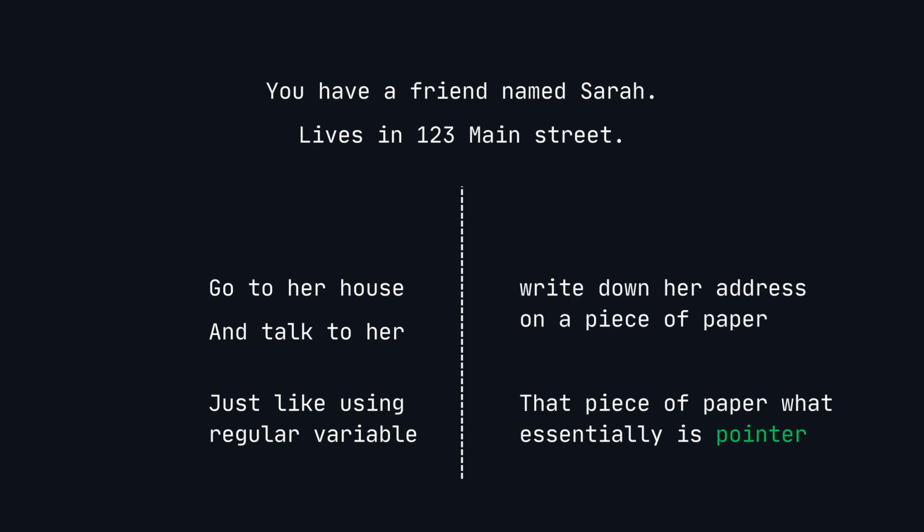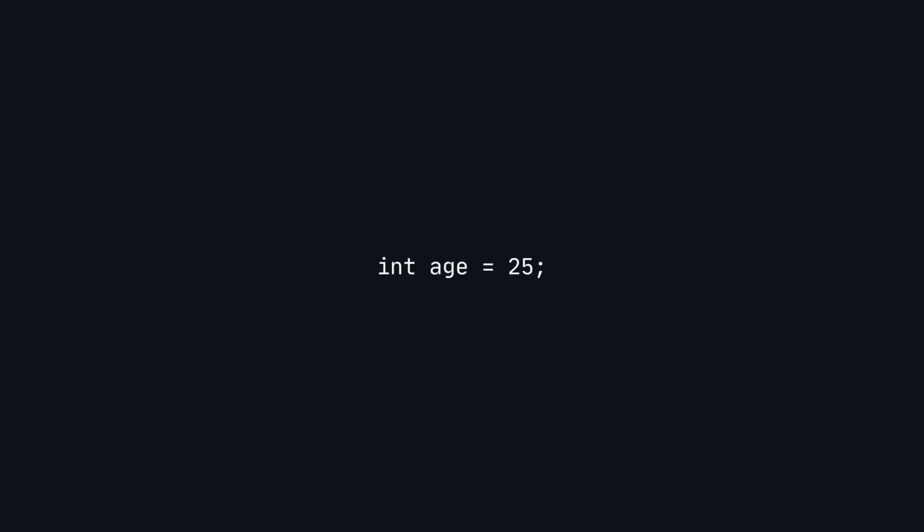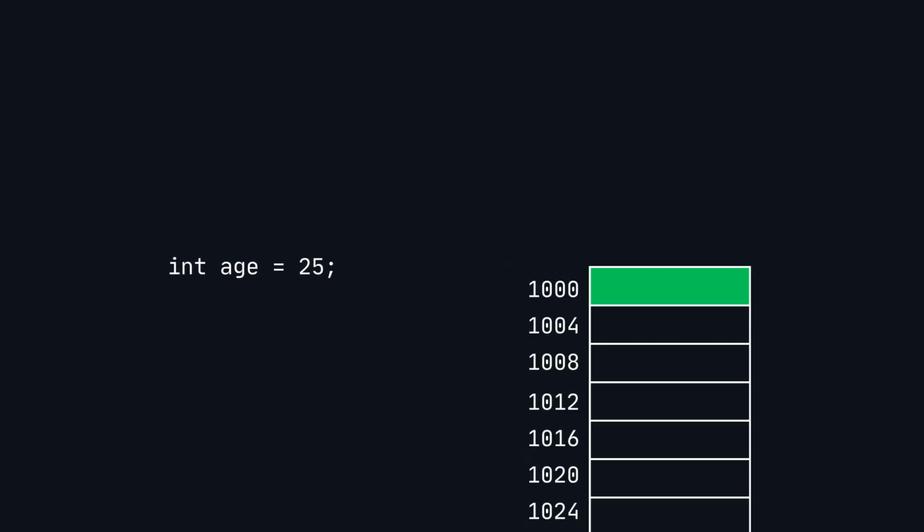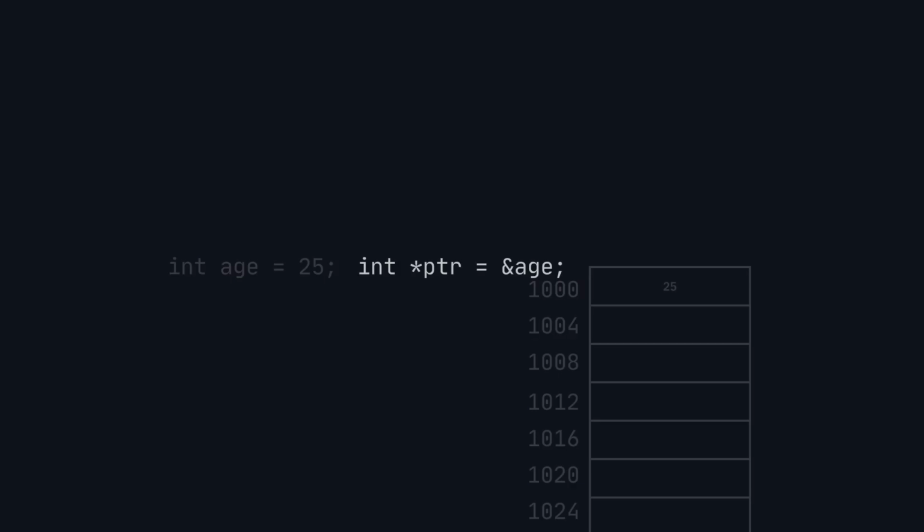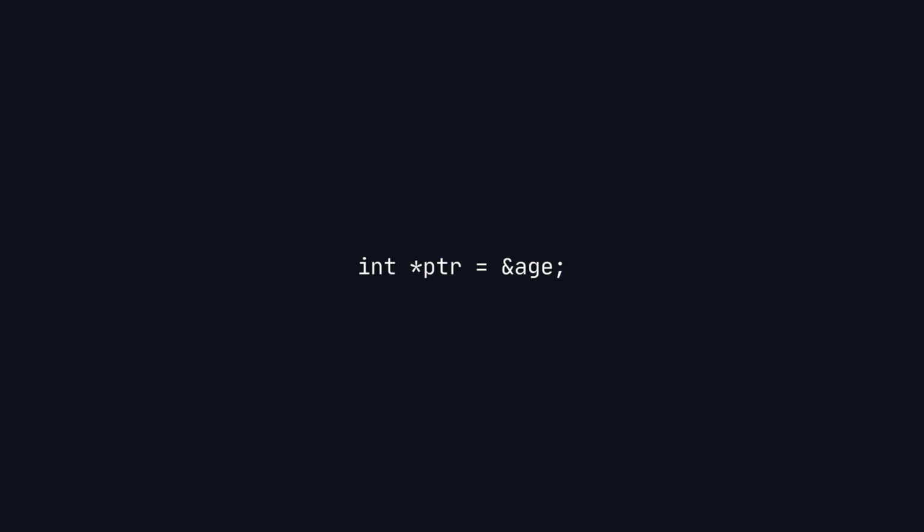In C, when you declare a variable like this, the computer allocates some space in memory and stores the value 25 there. That location has an address. Let's say it's memory address 1000 for this example. Now, a pointer is simply a variable that stores that address. Let me break this down. The asterisk tells C that ptr is a pointer to an integer. The ampersand before age gets the address of age. So ptr now contains the value 1000, the address where age lives.